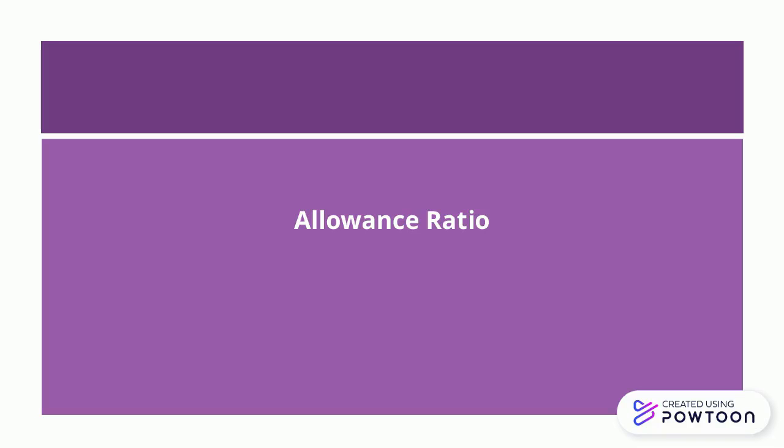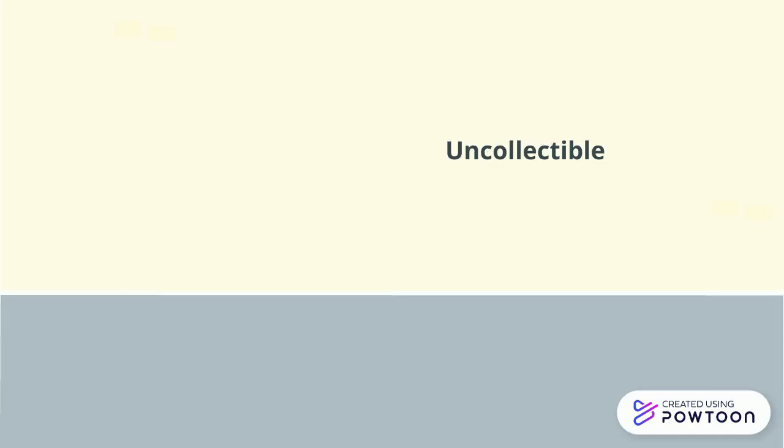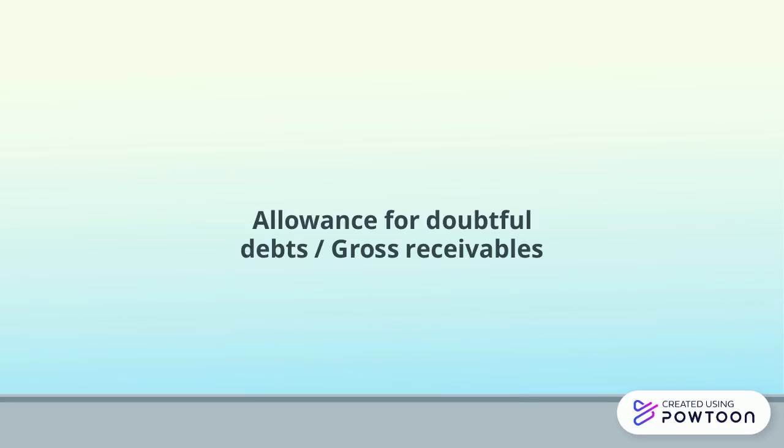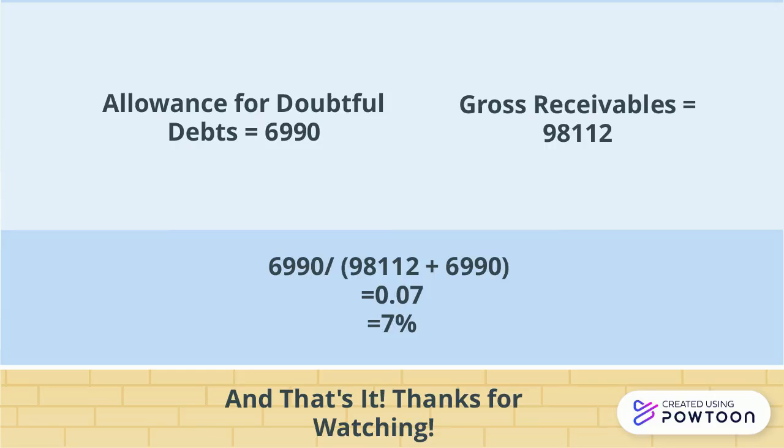Lastly, the allowance ratio is used to compare the allowance account to the gross account. This determines the percentage of receivables that are expected to be uncollectible. To calculate the allowance ratio, we divide the allowance for doubtful debts by gross receivable. For instance, in the financial year ending 2019, Domino's Pizza had the following numbers in the financial statements. Substitute these numbers into the formula to determine that 7% of the receivables are expected to be uncollectible.